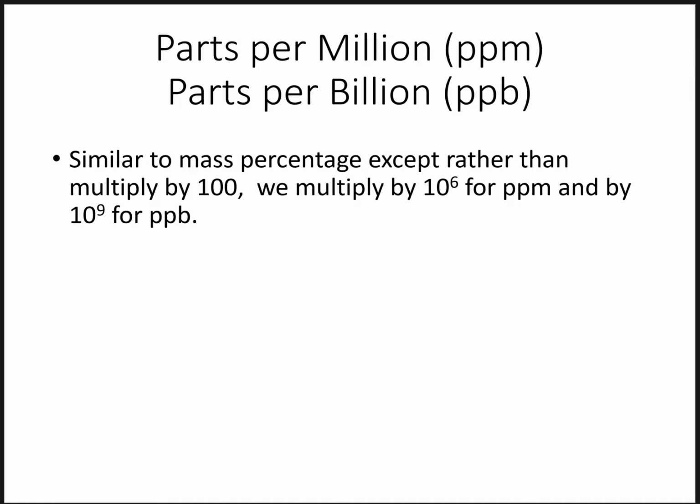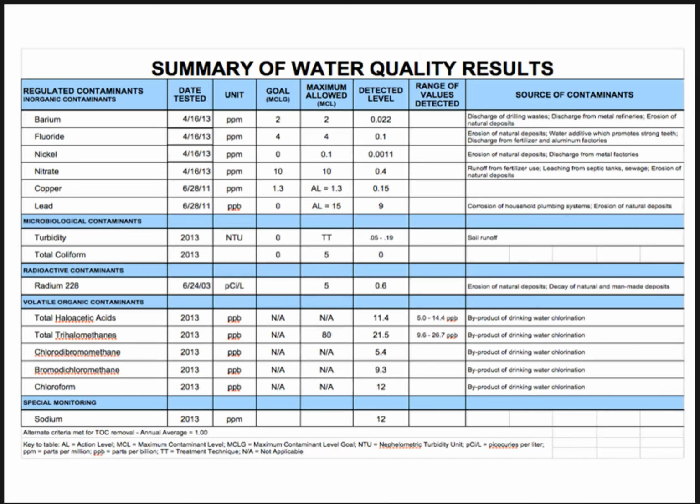If you have 5 parts per million lead, that means you have 5 lead atoms for every 1 million present. Or if you have 7 ppb iron, you have 7 parts of iron, or 7 iron atoms, for every 1 billion atoms present. Both mass percentage, ppm, and ppb can be seen in this table here.